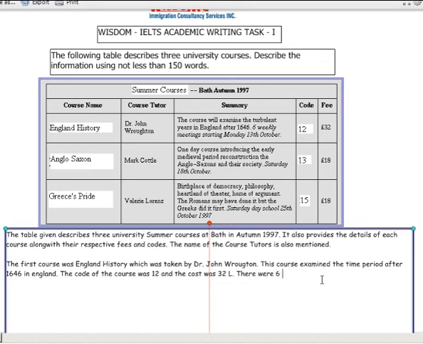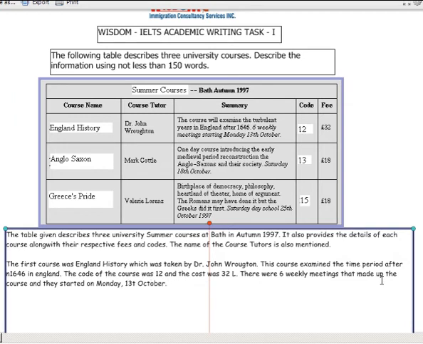There were 6 weekly meetings that made up this course, and they started on Monday, 13th October. Alright, so remember, Monday should start with capital M and October should start with the capital O. There were 6 weekly meetings that made up the course, and they started on Monday, 13th October.